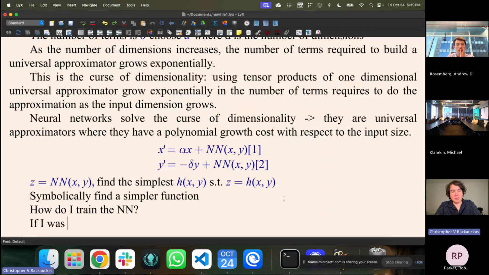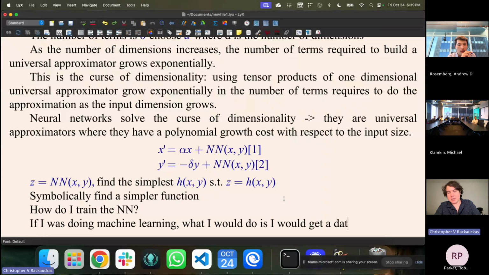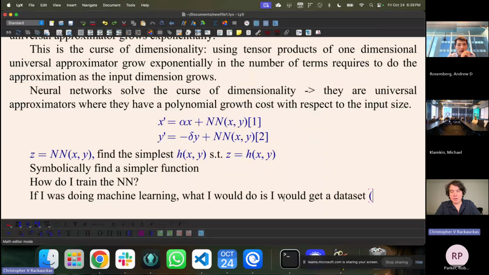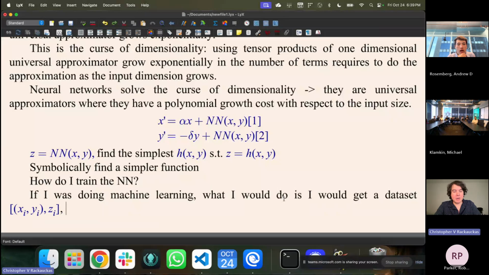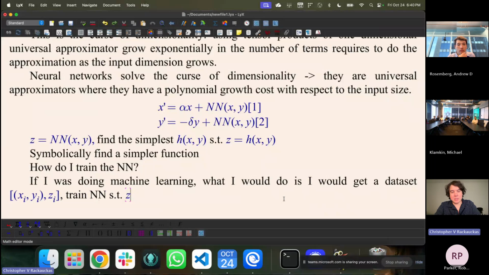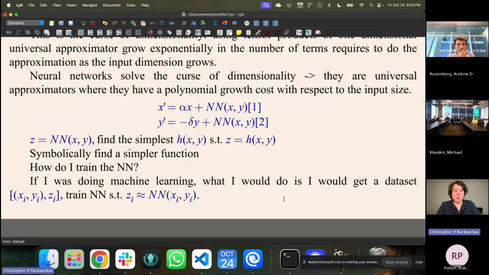Now, if I was doing machine learning, what I would do is get a data set of inputs, right, x_i, y_i, and also have it matched with my outputs. So let me call my output z_i, right? So I'd have a data set, and what I would do is then train the neural network such that z_i is approximately NN of x_i, y_i, right? And this is what you just do doing a normal method, right?